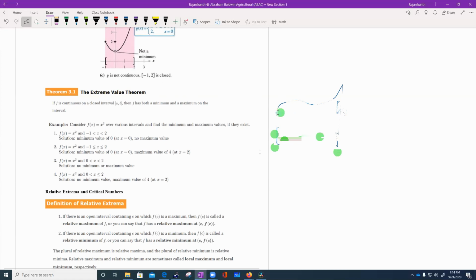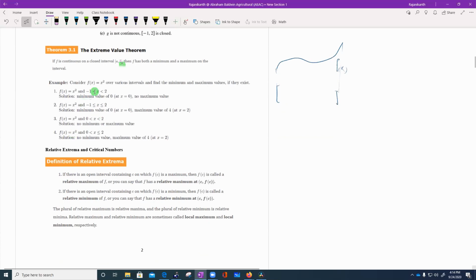Yes, that is obvious, right? If you could draw a continuous function, the function is defined everywhere inside and at the endpoints as well. So for sure you will find a minimum and a maximum since my interval is a closed interval. That's what this theorem says. So that is the extreme value theorem.